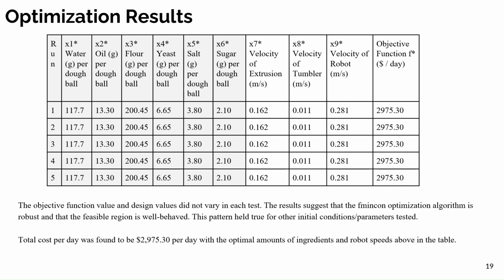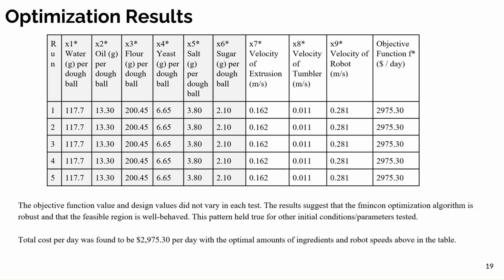So for our optimization results, the code was run 5 times with various initial conditions and parameters, and it was found that the objective function value and also the design values did not vary throughout each of the tests. These results suggest that our code and our fmincon optimization algorithm is very robust and that our feasible region is very well behaved.